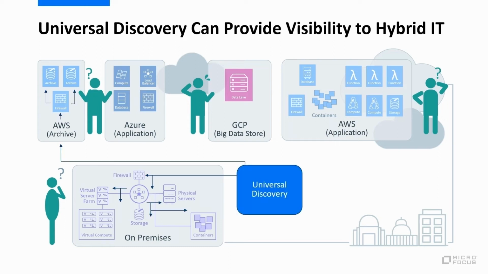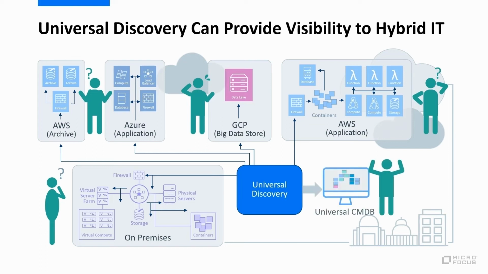Universal Discovery can come along and bring all of this information into a single location. Universal Discovery has the ability to capture your infrastructure regardless of the platform upon which it is deployed. Virtualized environments, containerized environments, cloud environments, it really doesn't matter. That data can be made visible by Universal Discovery and then placed into the Universal CMDB, giving you visibility to the whole platform in a single location.